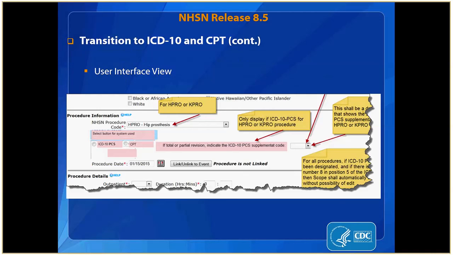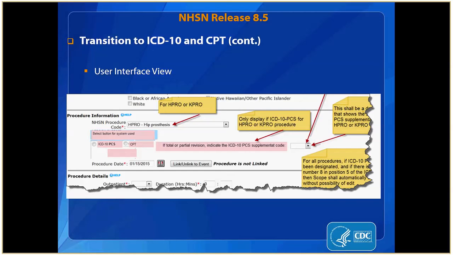Just to give you an idea of what the user interface is going to look like, I actually sort of stole this from one of the requirements, and it's a little mocked up, but so you'll have an idea. If it's HPRO or KPRO, in this example, they'll have an ICD-10 field and a CPT field. If they click on one of these radio buttons, they will be able to enter the code in the field. It will actually validate the code.